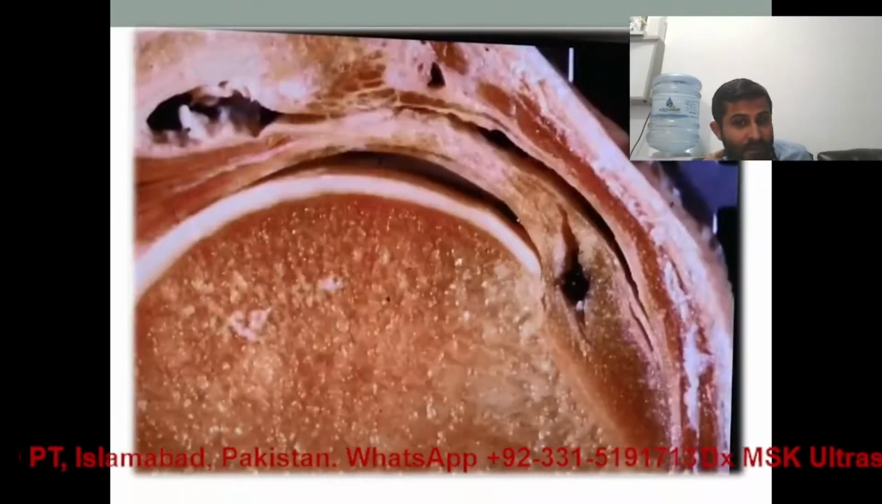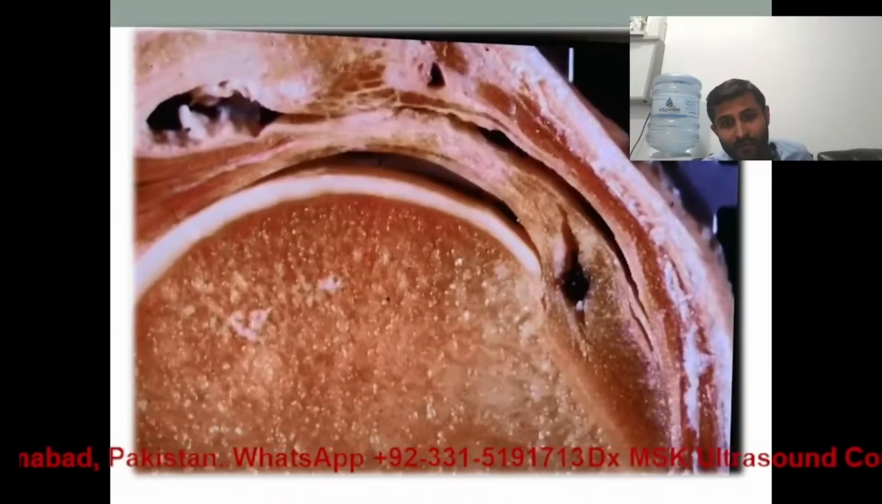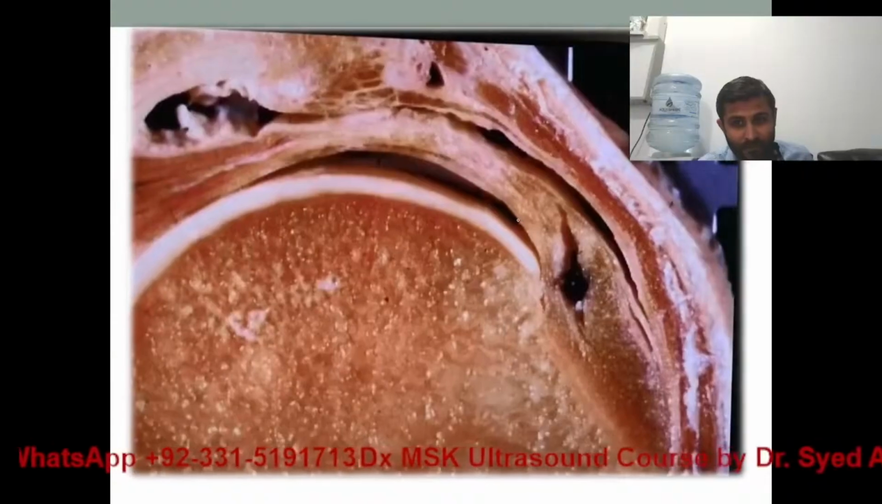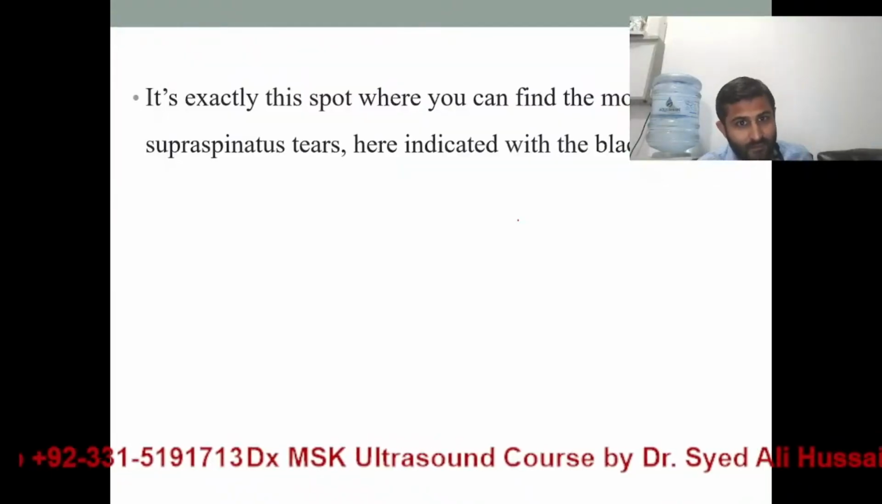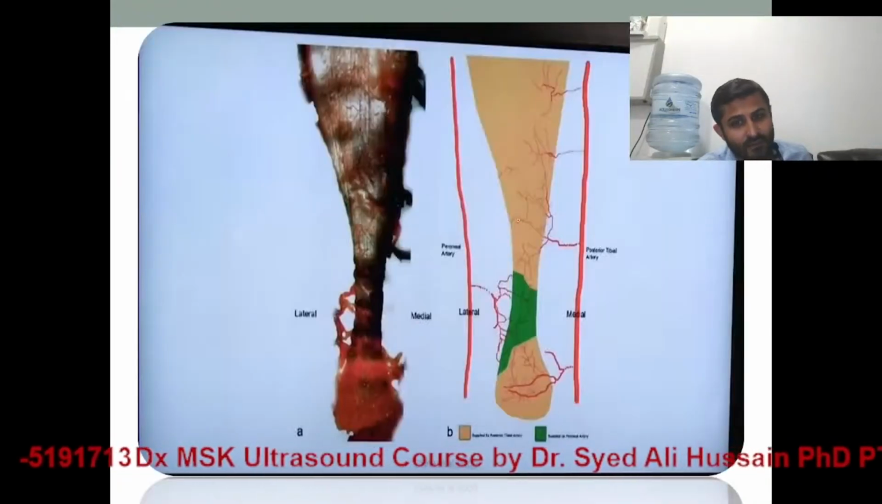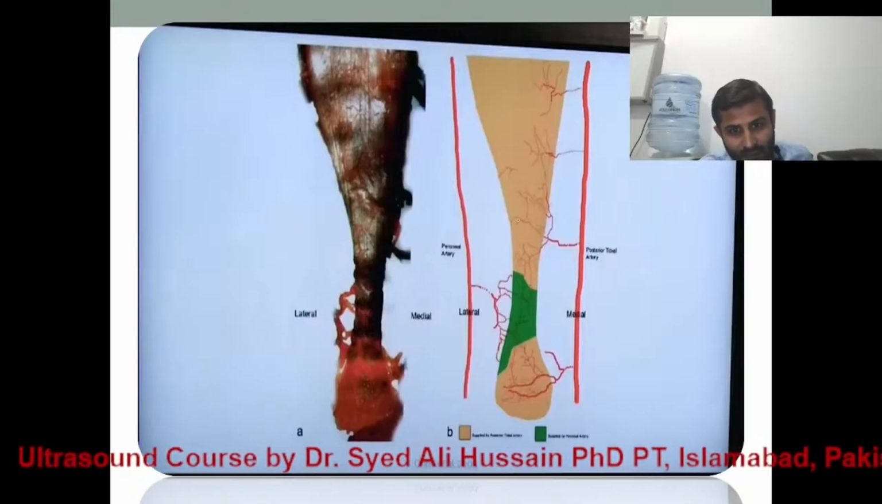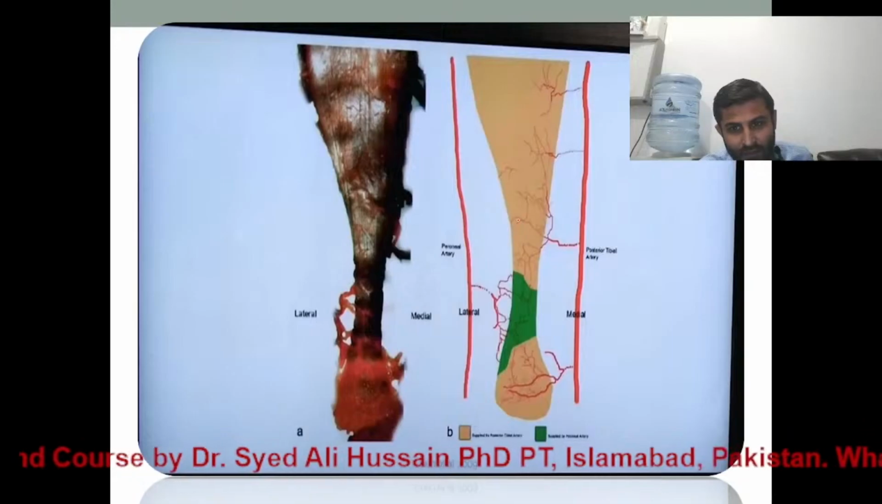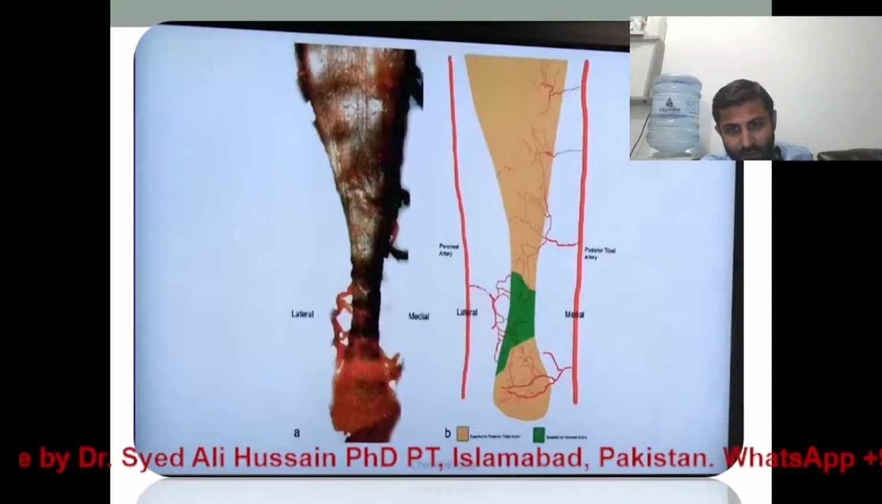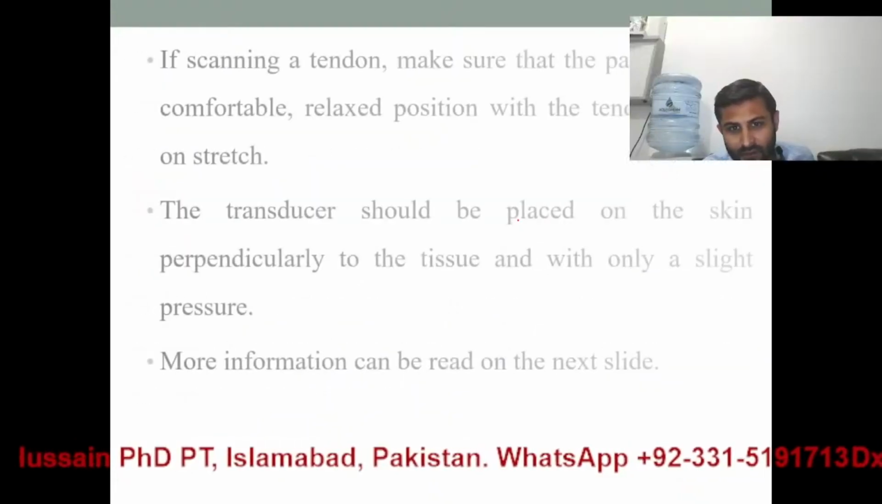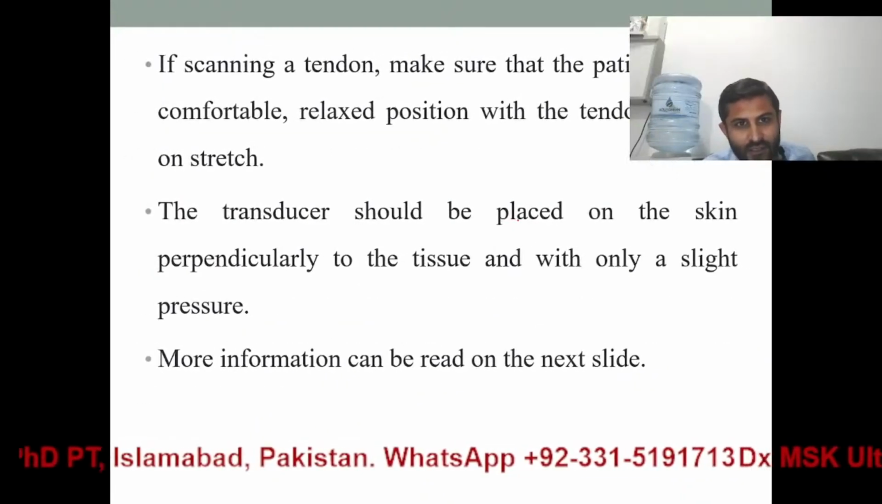Here, for example, you can see this is the supraspinatus. It's a cross section and it's showing us the lesion in the supraspinatus tendon. Okay, so this is true for the gastrocnemius tendon as well. The lower portion also has some problems, and 80% of the ruptures happen in this region.